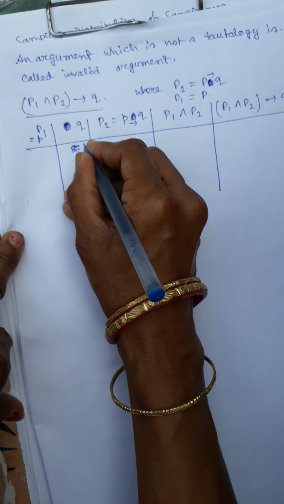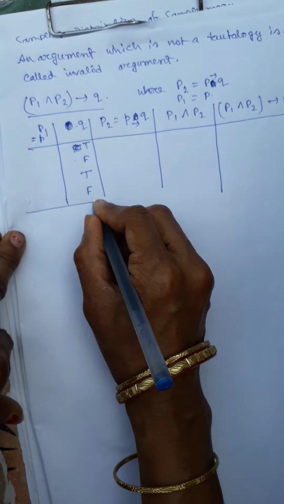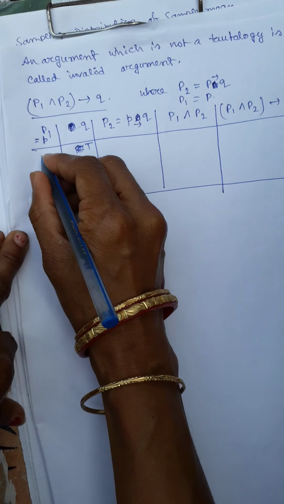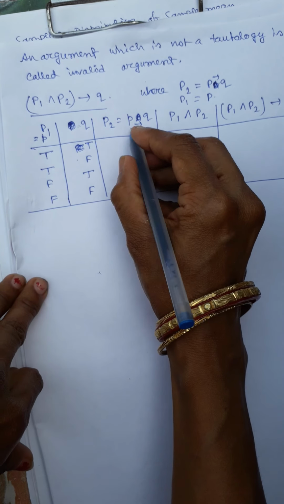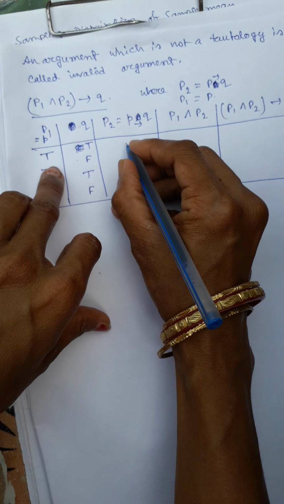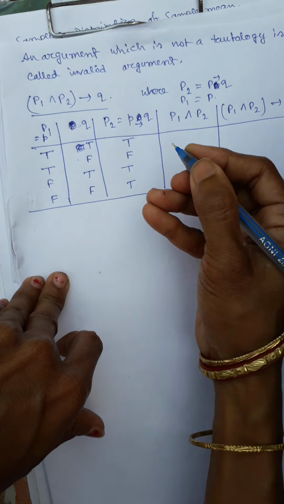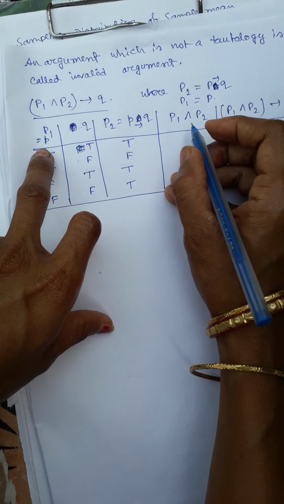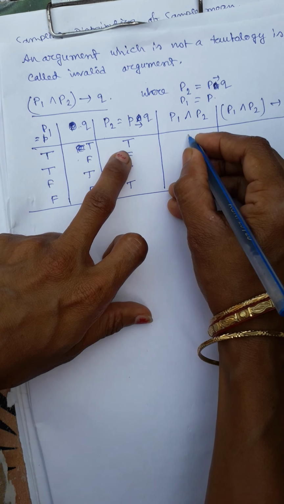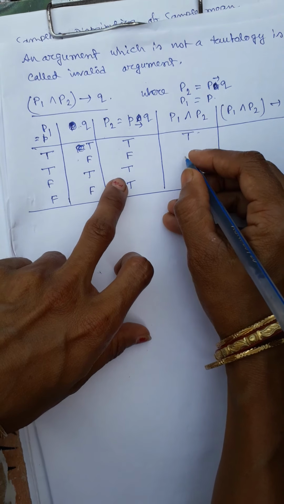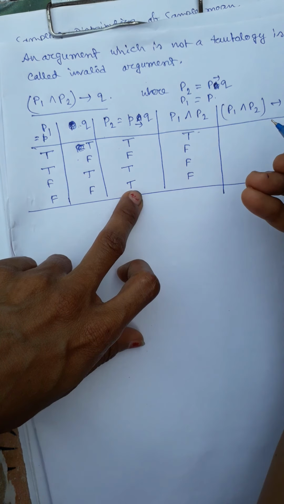True, false, true, false. True, true, false, false. Then P tends to Q. That means this is true, this is false, this true, this true. So capital P1 conjunction of capital P2. If all is true, then it is true, otherwise it is false.